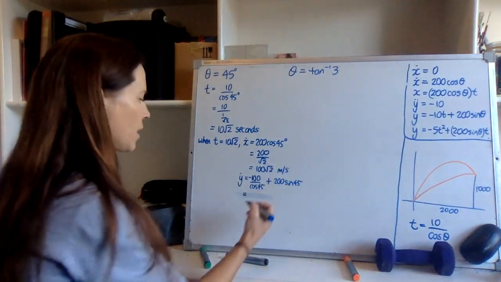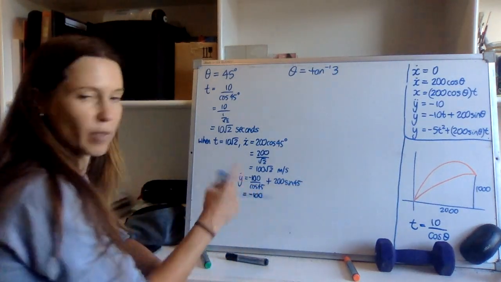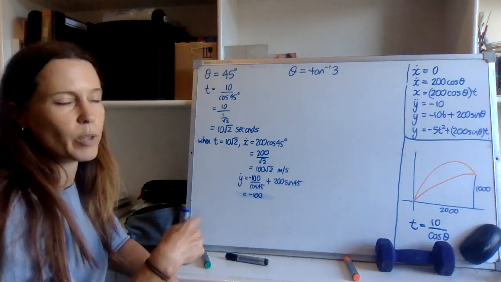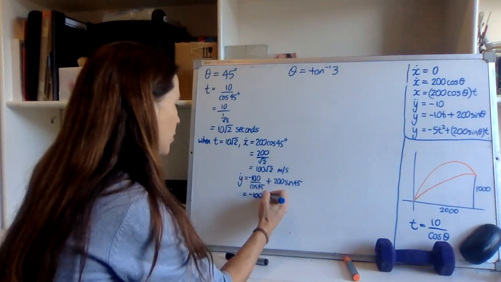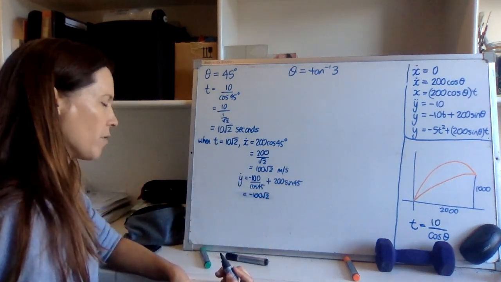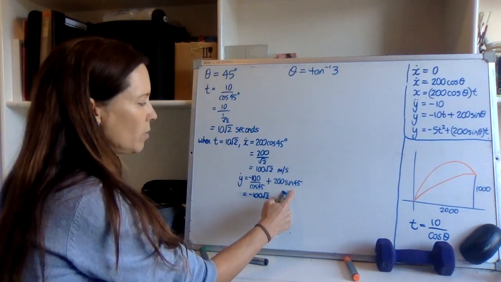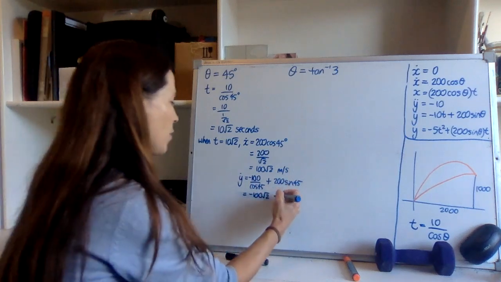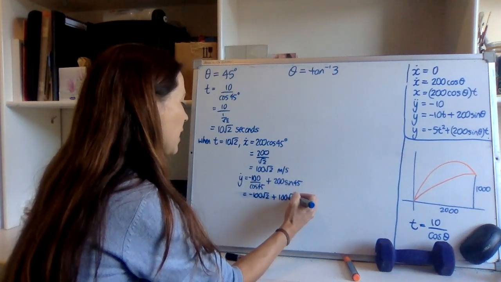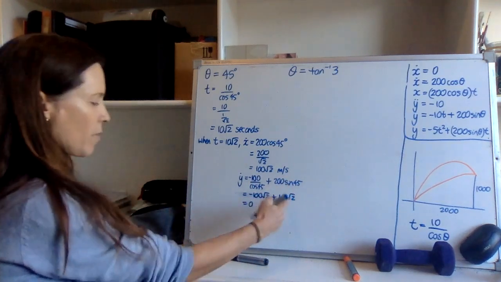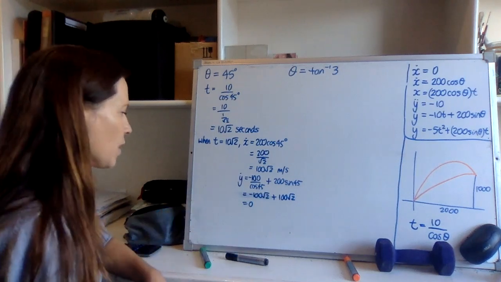Now, that gives us minus 100 divided by 1 over root 2, which is the same as multiplying by root 2. So we get minus 100 root 2. And here we've got 200 times 1 over root 2, and that's the same as 100 root 2. So what we get here actually is 0, because both of these terms are the same but opposite.